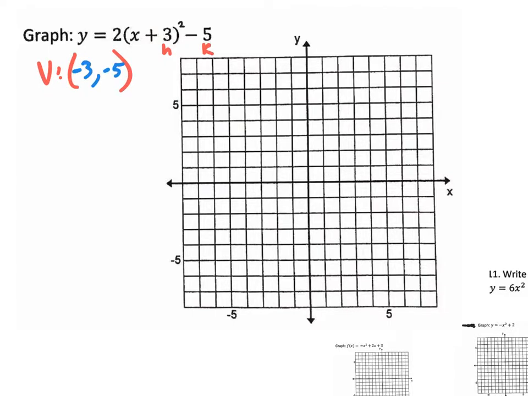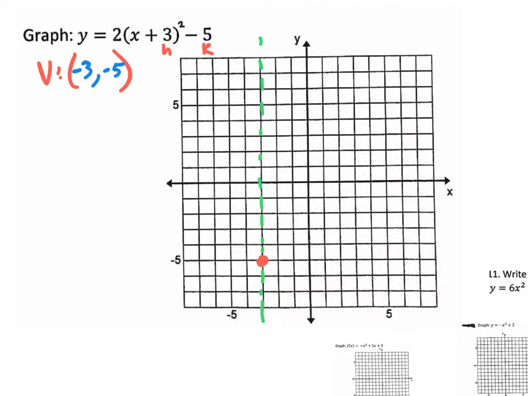So if you do go -1, 2, 3, -5, you'll end up at that coordinate right there. Let's plot that point, -3, -5. We draw an axis of symmetry right through it. Does this open up or down? Up. Okay. Now, you know it opens up.